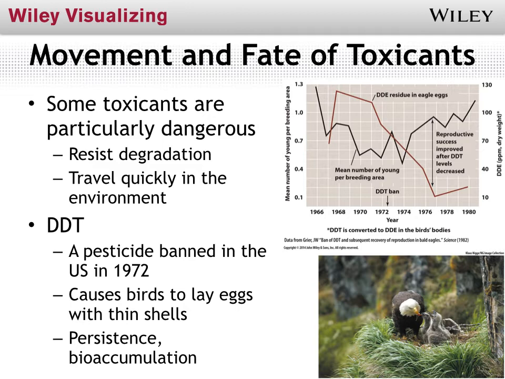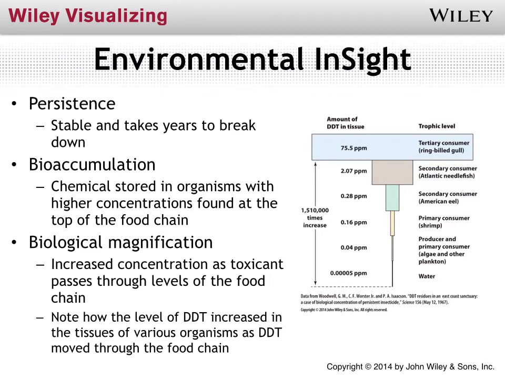So if it's in the water, you've got all the little microorganisms living in the water who ingest this chemical, and then the next step up the food chain eats a lot of those little microscopic things, so the level of DDT gets a little more concentrated. Then you have another level consumer that's eating a lot of those other primary consumers, so DDT gets a little more concentrated. Then you have a secondary consumer, and then you finally have a tertiary consumer, like a bald eagle, that eats a lot of the levels below it.